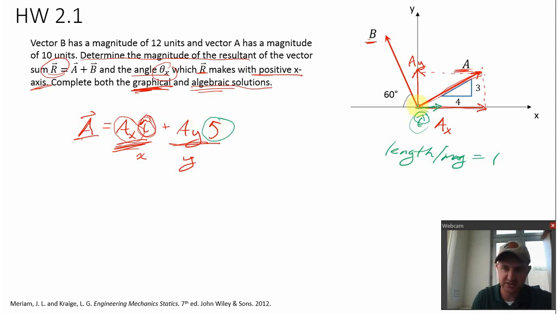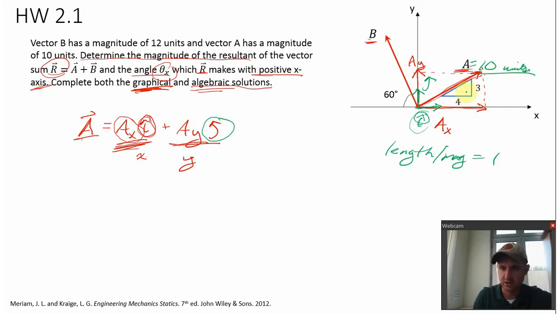Okay. Now what is j hat? j hat is a unit vector in the positive y direction. That is j hat. And again, it's a unit vector, so it has a length of 1. Okay? Now, we know the magnitude of vector A is 10 units.